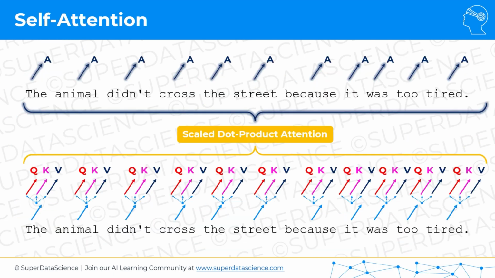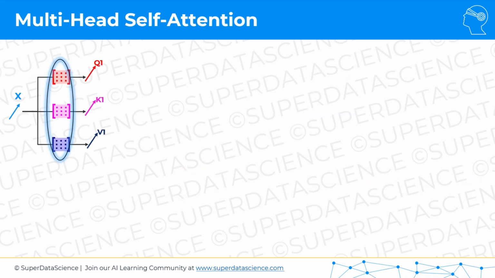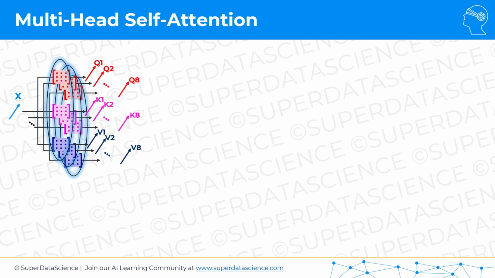And so what we end up with is a context-aware vector representation for each single word. Okay, so that was simple attention. Now, multi-head attention. It's very similar, but instead of creating 3 vectors for every word, we're going to create 8 sets of 3 vectors for every word. So that means 8 attention heads in total.